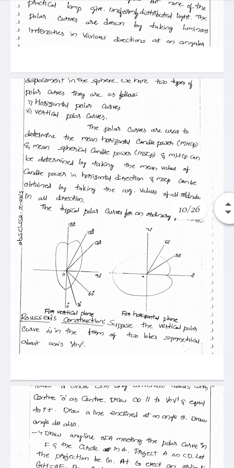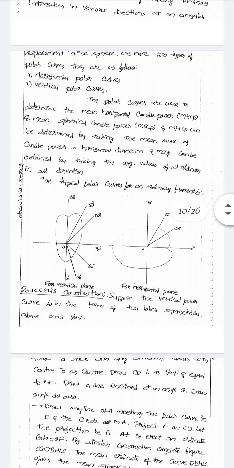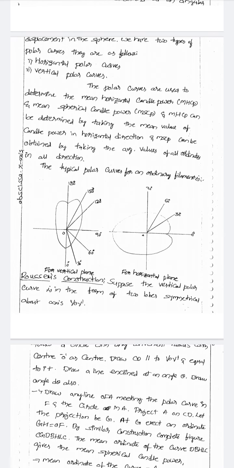The polar curves are used to determine mean horizontal candle power. Already we have discussed MHCP, mean horizontal candle power, and MSCP, mean spherical candle power. MHCP is determined by taking the mean value of candle power in the horizontal direction, and MSCP can be obtained by taking the average value in all directions.